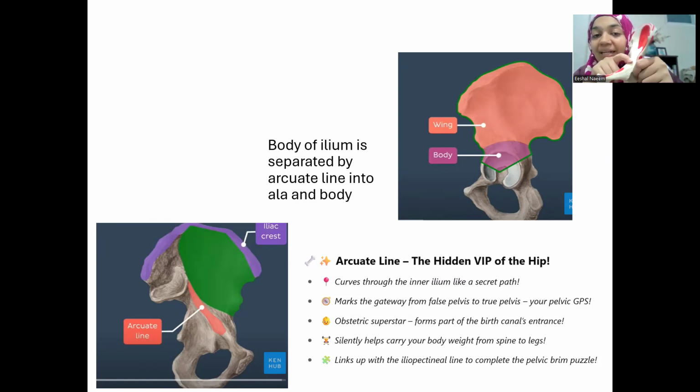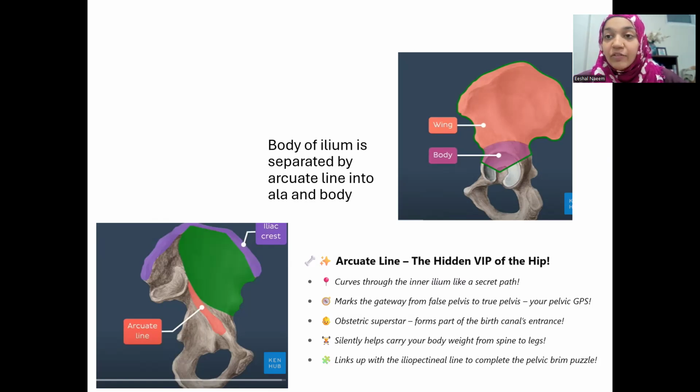And since it's called the pectineal line, this red area is the origin of the pectineus muscle, which is why it's also called the pectineal line. Now, the arcuate line is very important because it demarcates the pelvic cavity from the true pelvis to the false pelvis. It's very important to the gynecologist because the baby's head during vaginal birth passes from the true pelvic cavity.